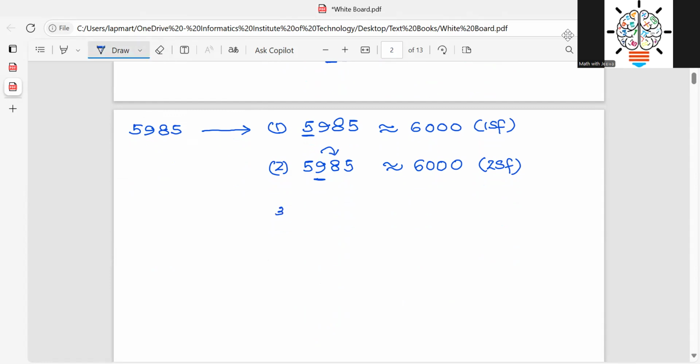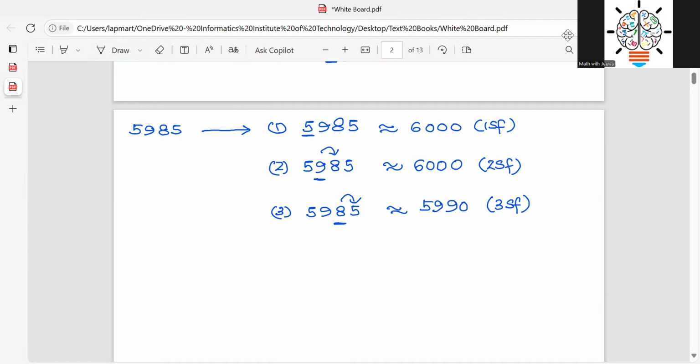So then the third one, let's say 5985 approximately equal to, this is the third one. Look at the next one. So then that becomes 5990 and third significant figure. Hope it is clear for all of you. If you can't understand, please comment in the video itself, then I'll explain what doubts you have.